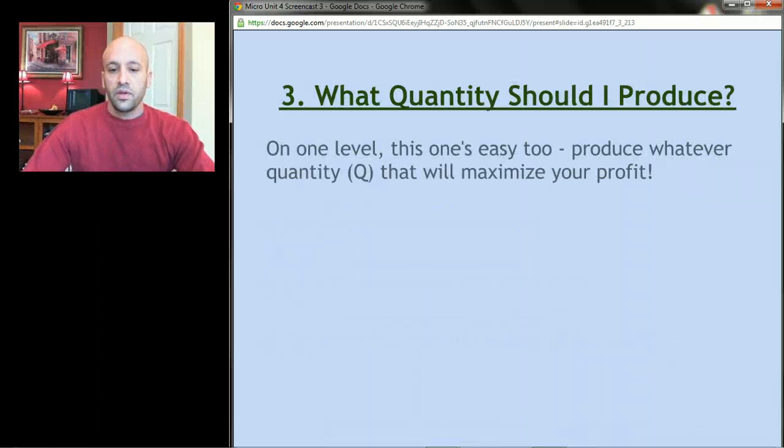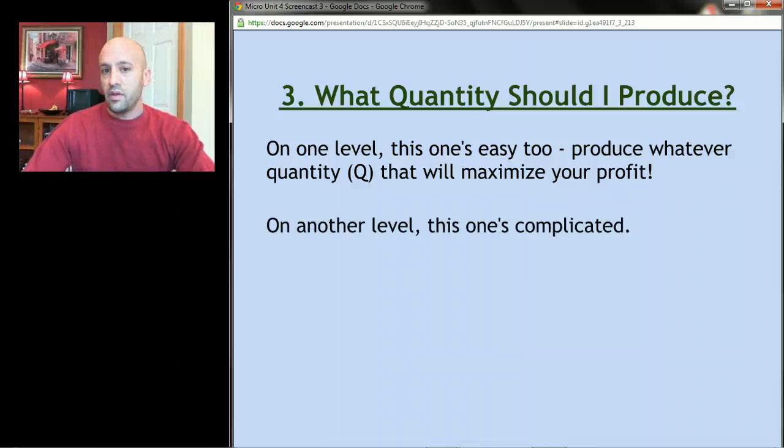Well, in terms of this question, on one level, the answer is pretty easy. Produce whatever quantity will maximize your profit. After all, that's what businesses are going after, right? On another level, this may be the most complicated question.